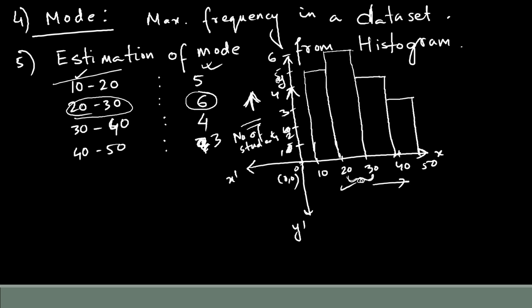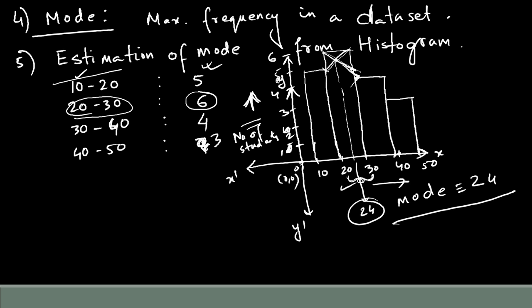Now the way we will find the mode is estimation of mode from histogram. We will join this corner to this corner, and this point to this corner. So we will join these two lines. Okay, so one corner from here and one corner from here, like this. And this intersecting point we will draw. What is the intersecting point on the x-axis? So let's say this is 24. So our mode will be 24. So this is how we find estimation of mode from the histogram.